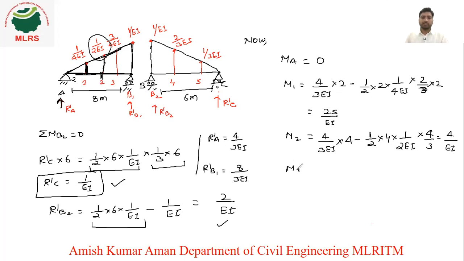M3 similarly 4 upon 3 EI into, now here we have reached, right? So distance is 6, so 6 minus half into base, which is 6, into height. At this point height is 3 by 4 EI, 3 by 4 EI into 1 by third into 6, that is 6 by 3 only. If you calculate you will get 3 by 5 upon EI value, right?